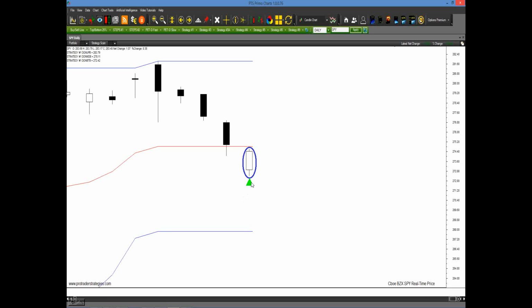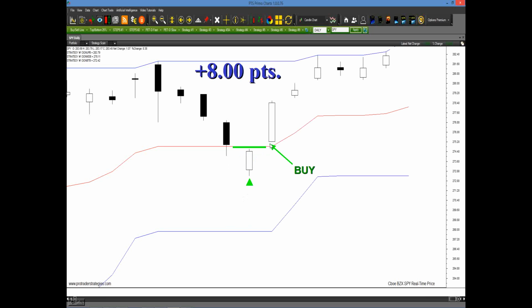Are we going to buy at the market? No, not using this style. We're going to wait for it to trade one tick above. It doesn't have to close there, it just has to trade there. Once it trades one tick above, that's our buy reference. And as you can see, it went up after that, 8 points.